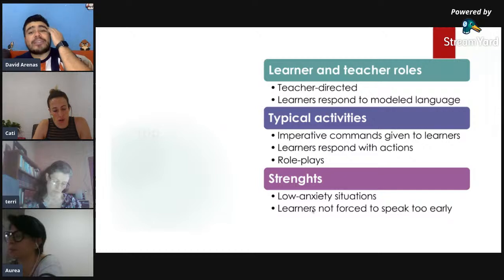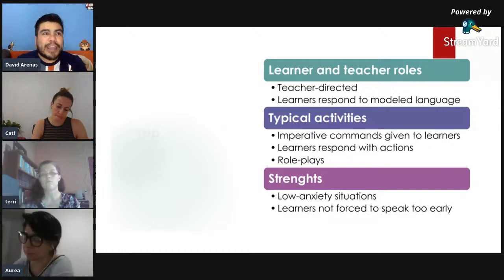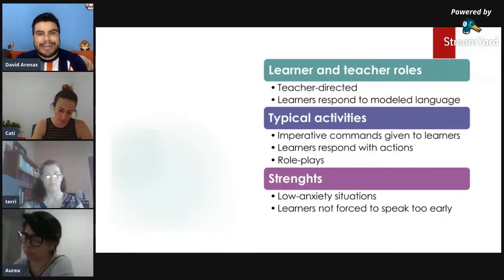The strengths of this approach were low anxiety situations. The students were moving. Students didn't see language as a big task because it was just easy. We have to move. We have to repeat. There's nothing I have to do with my brain that is very difficult. So it was easy for them. And learners were not forced to speak too early because within this method, again, the silent period was considered.